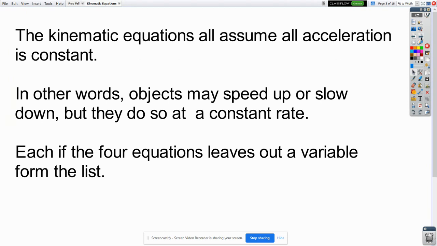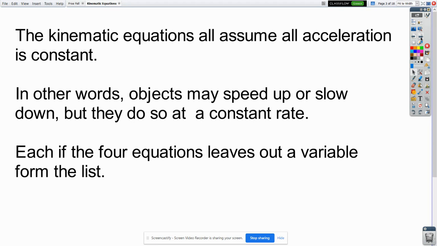Kinematic equations assume that there is acceleration taking place and that acceleration is constant. If there were no acceleration, you wouldn't be able to use the kinematic equations. Or if that acceleration was variable, it speeds up slowly at first and then it speeds up at a faster and faster rate, you couldn't use the kinematic equations. It has to be constant acceleration. So objects can speed up or slow down, but they have to do so at a constant rate.